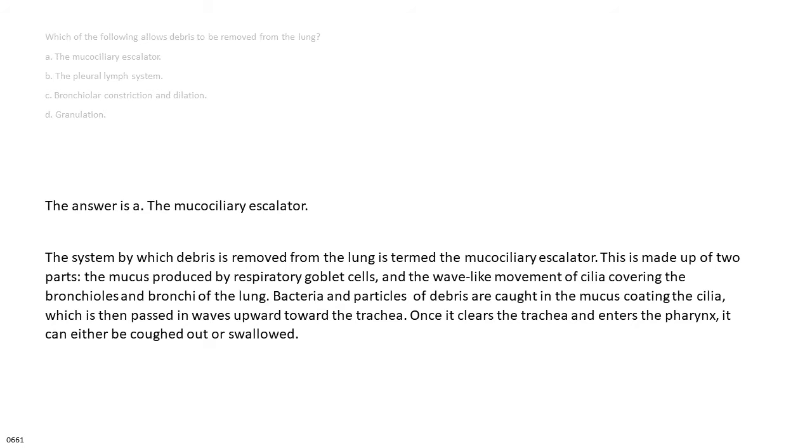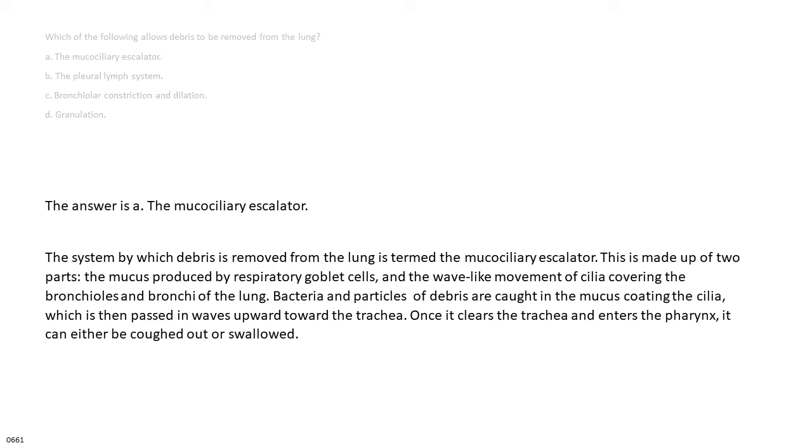The answer is A. The mucociliary escalator. The system by which debris is removed from the lung is termed the mucociliary escalator. This is made up of two parts, the mucus produced by respiratory goblet cells, and the wave-like movement of cilia covering the bronchioles and bronchi of the lung.